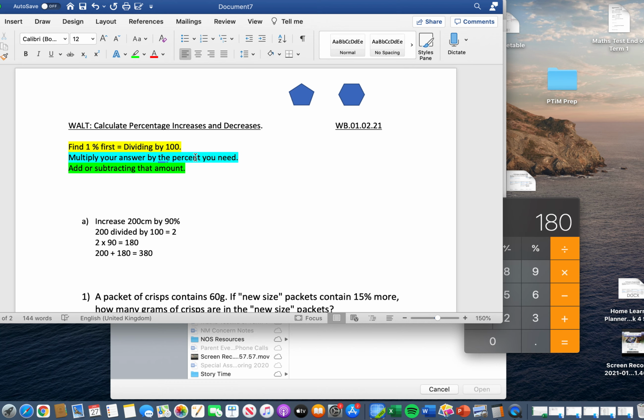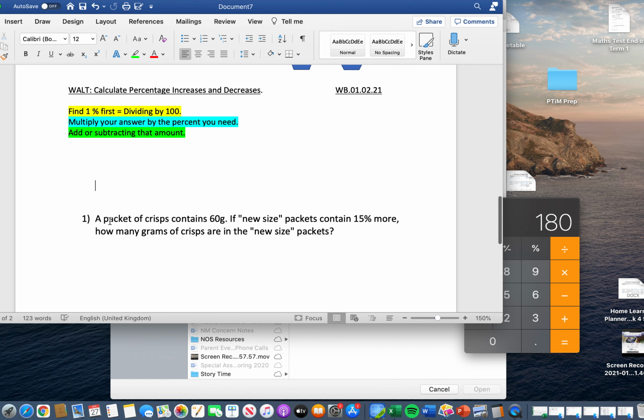You multiply your answer by the percent you need. So once you found 1%, you have to work to find the 90 or the 15 or the 7 or whatever the problem asks for. And the last step, are you subtracting or adding, depending whether you see the word increase or decrease. Okay, so they're your steps to solve the problem. Right, this is an example of a word problem, guys, that you might get. It's basically being able to apply what you've just learned in the context of a real life problem.